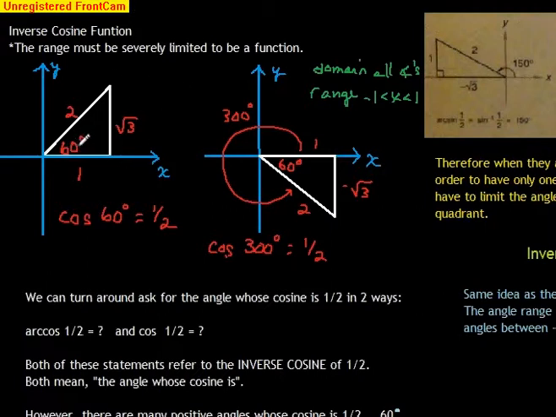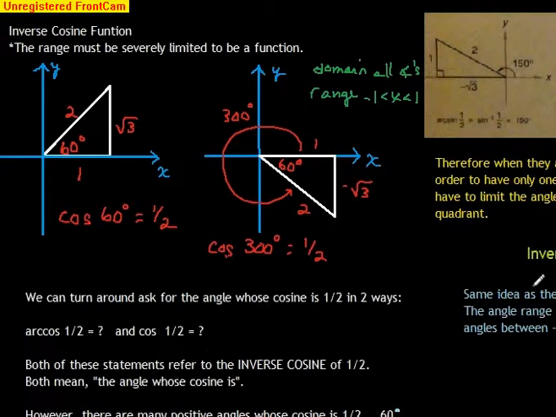Okay, so 60 degrees, you're going to get the cosine of 1/2. No matter which angle you use, if you use 60 degrees, it's going to be 1/2. Or if you use the cosine of 300, it's still going to be a half.